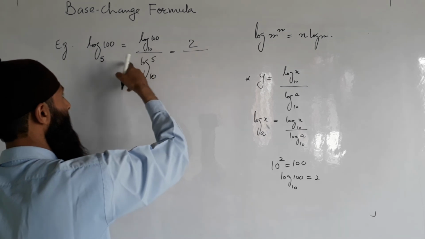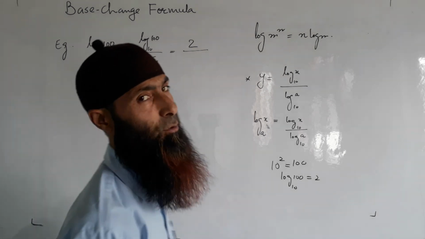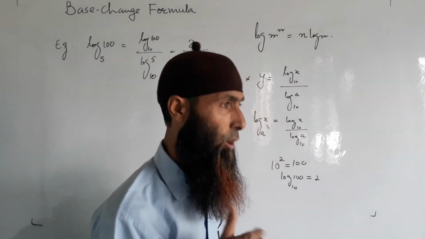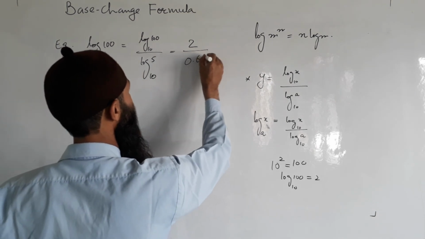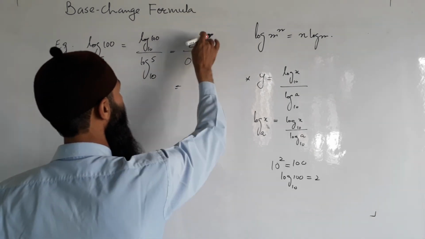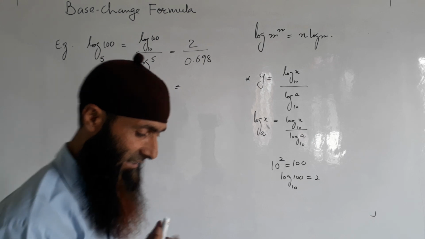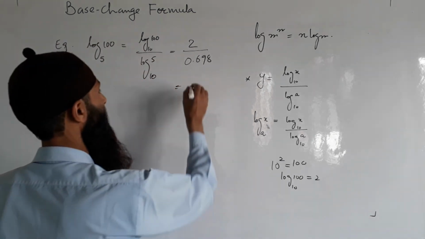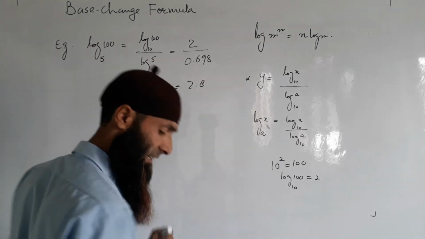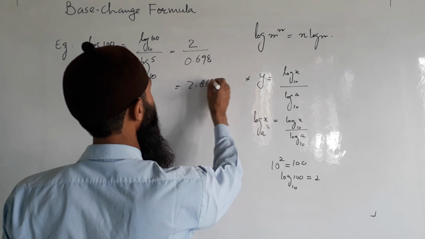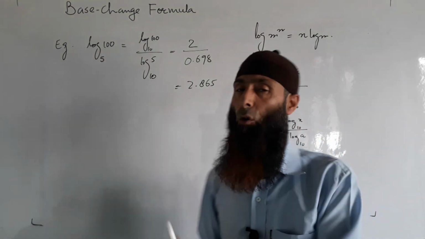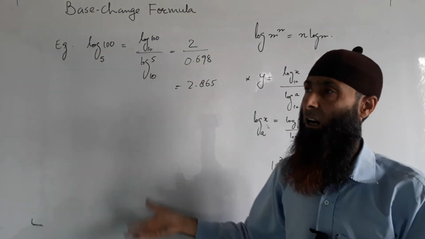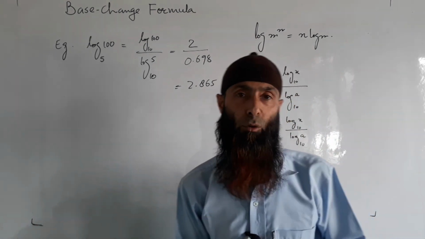You can use a calculator to find the value of log of 5 to the base 10. So the value is 0.698. If we divide 2 by this 0.698, the answer will be 2.865. So this is the use of the base change formula, or you can say the change of base formula.